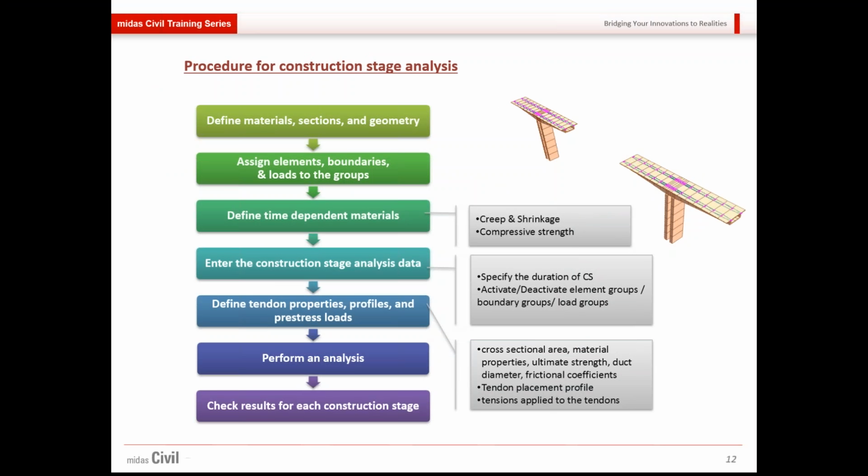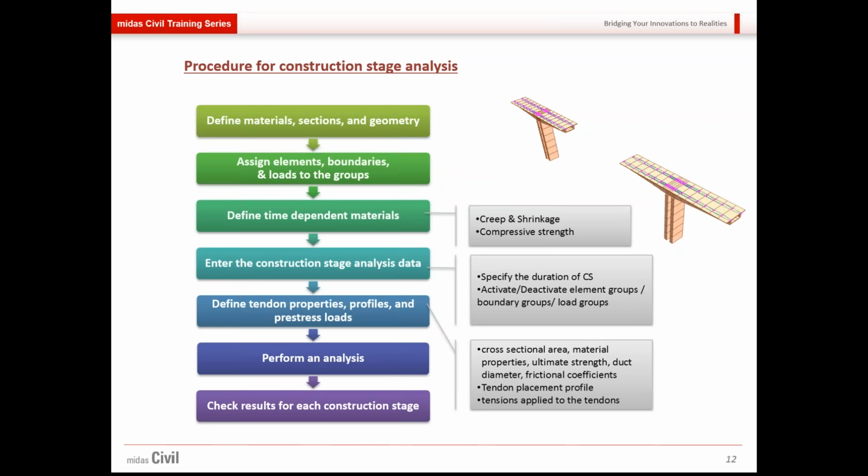Okay, so yesterday using the FCM wizard, the entire construction stage process was done by the wizard itself. However, if you want to do it manually, then this is the general procedure. First of all, you have to define the material sections, geometry, property, everything. Then you have to assign the elements, boundaries, etc. to the groups. Then you have to define the time dependent material properties, which I'll be doing now.